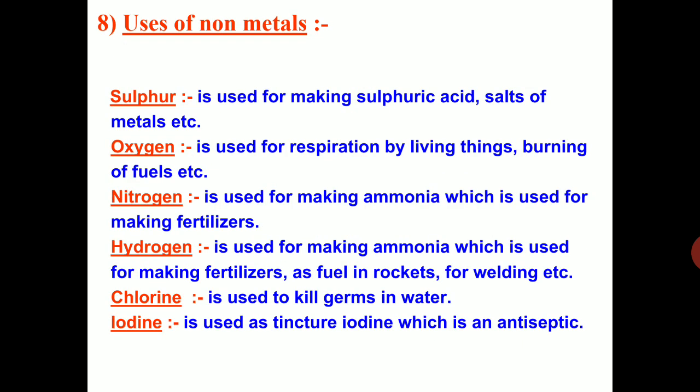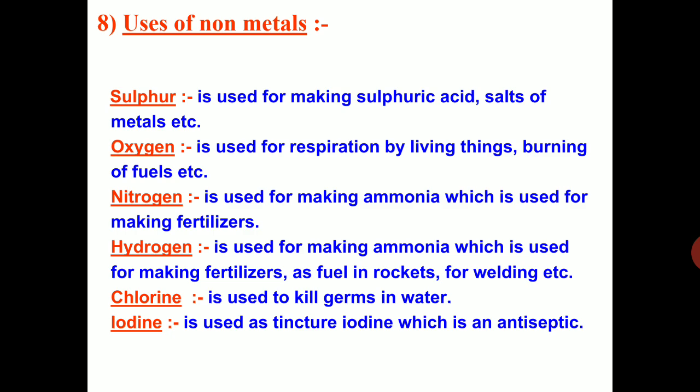Next, what are the uses of non-metals? Sulfur is used for making sulfuric acid, salts of metals. Oxygen is used for respiration by living things, burning of fuels. Nitrogen is used for making ammonia, which is used for making fertilizer. Hydrogen is also used for making ammonia, which is used for making fertilizers. And hydrogen is also used as fuel in rockets.